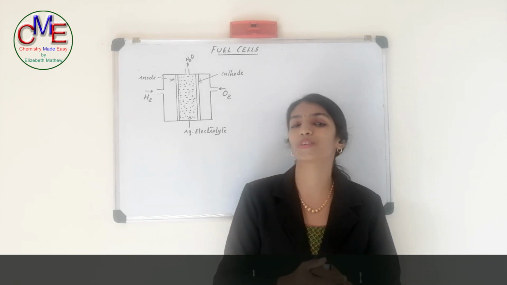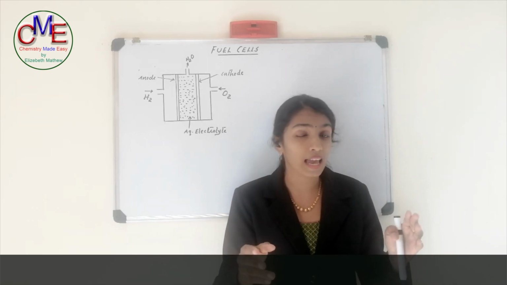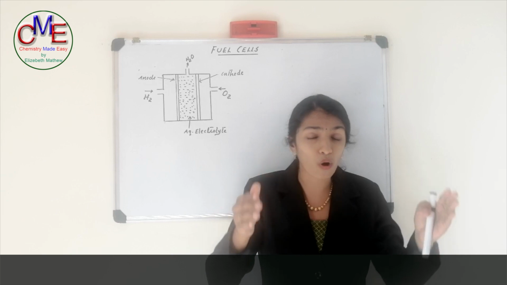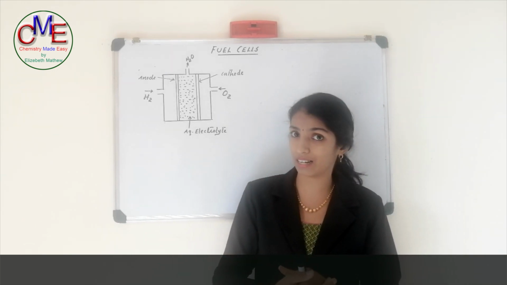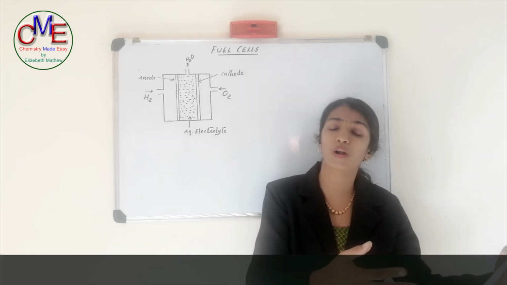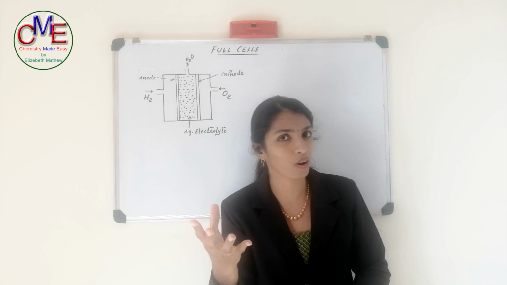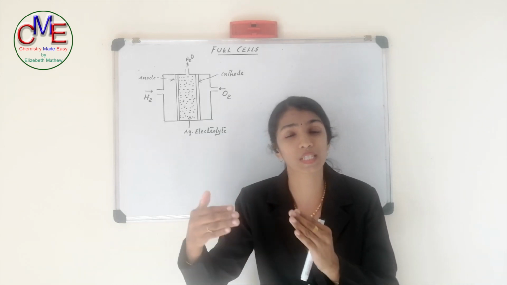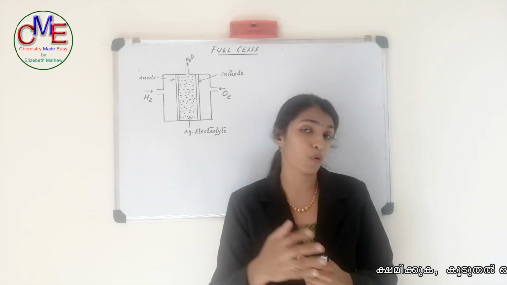But here also there is a problem. What is that? In a galvanic cell, we are using a small tank, right? A small electrochemical tank, which is used for producing electrical energy. Since the tank is very, very small, definitely the amount of electrical energy produced will be small. We can produce only a small scale of electricity. So that is a problem.